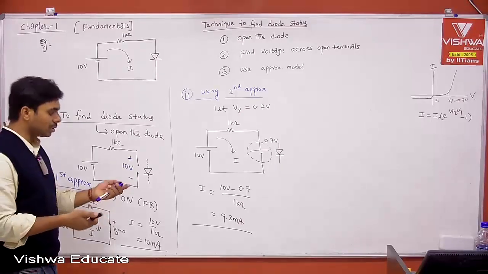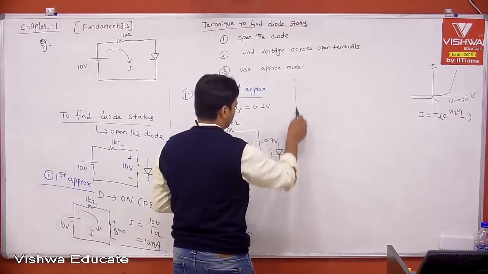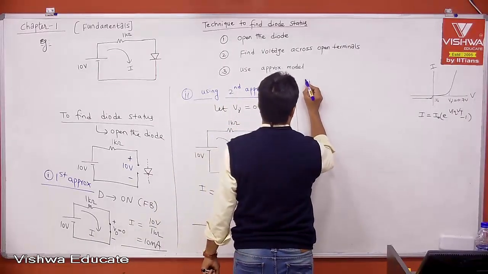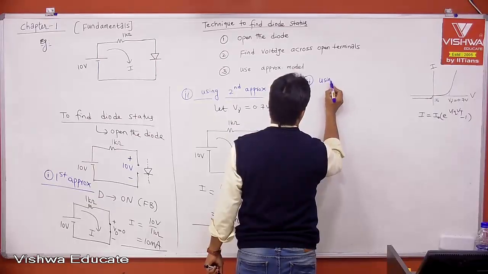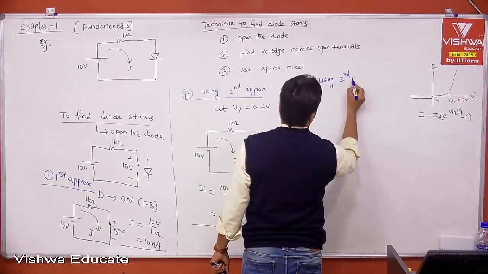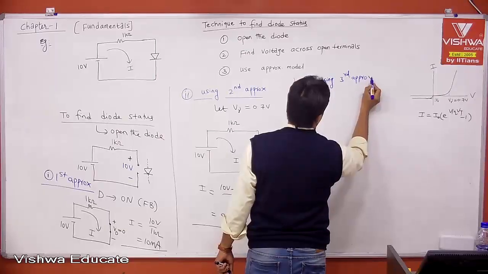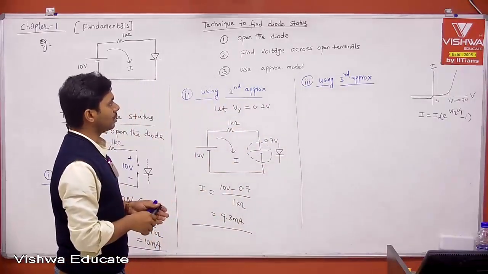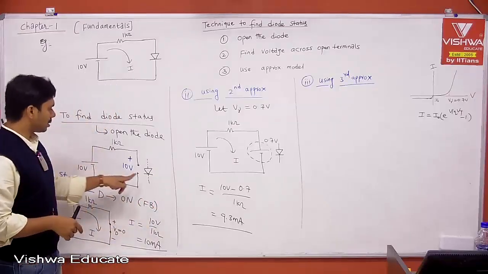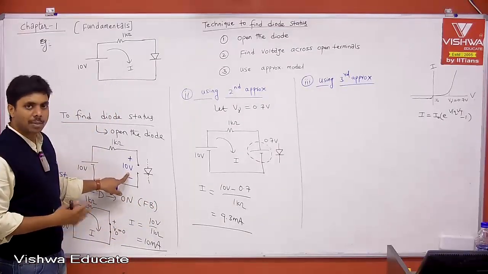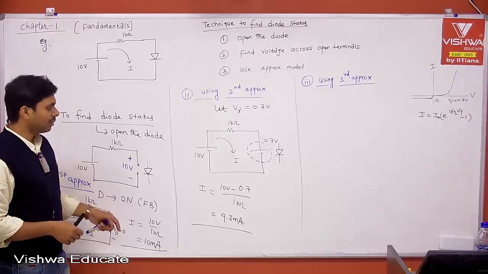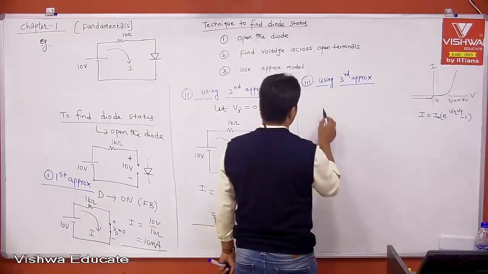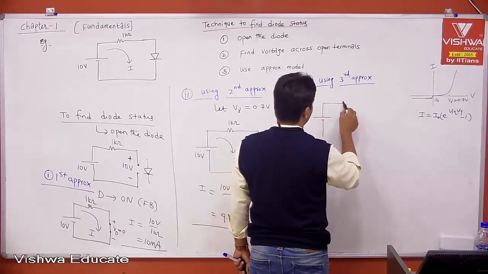Now let's solve the same problem using third approximation. We know that the voltage 10 volts is greater than V gamma, so definitely the diode is in forward bias. If it is in forward bias, what is the model of the diode? The diode should be replaced by the third approximation. Therefore, your circuit will be like this.